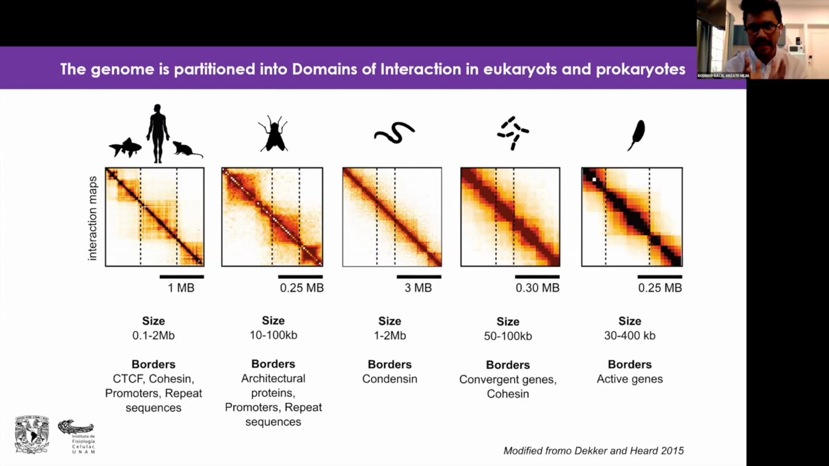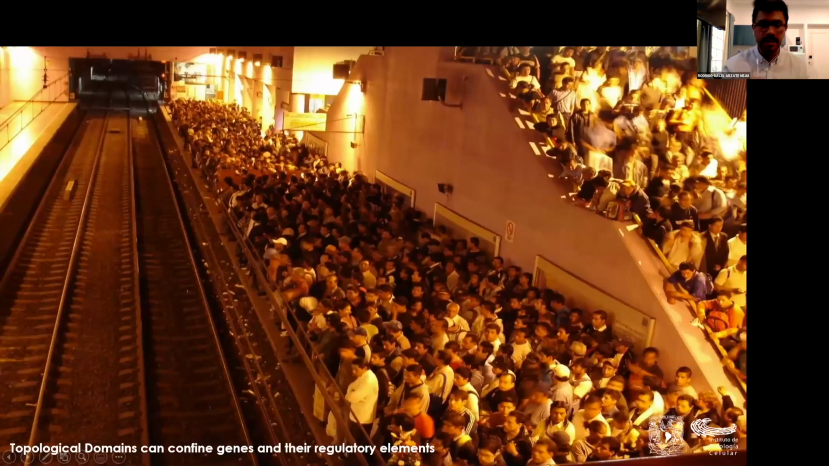But the important thing here is that we are particularly interested in how the cell comes up with this particular organization. How is it that these contact domains are formed? In particular, this is important because it has been postulated, and we have very nice evidence in mammals, that topological domains can confine genes and their regulatory elements.